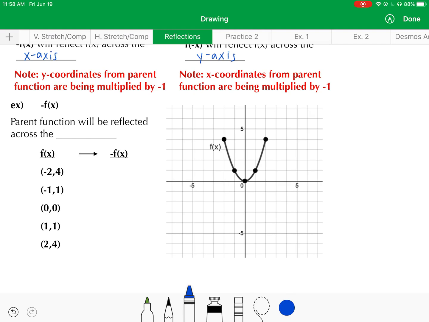Okay? All right, so now we have negative f of x we're asked to graph here. That will give us a reflection across the x-axis, and all of our y-coordinates would be changing sign from the original points. So negative 2, 4 becomes negative 2, negative 4. Then we'll have negative 1, negative 1, 0, 0, 1, negative 1, 2, negative 4. Go ahead and plot them. And here we go. So that's negative of f of x.